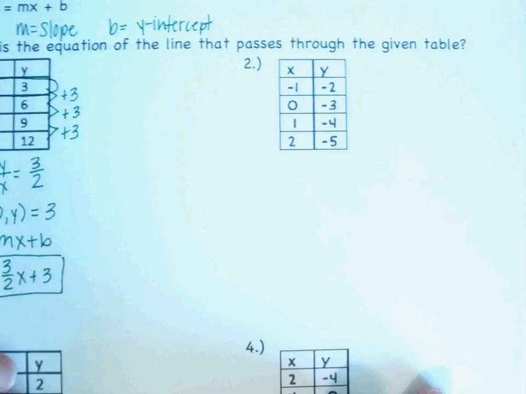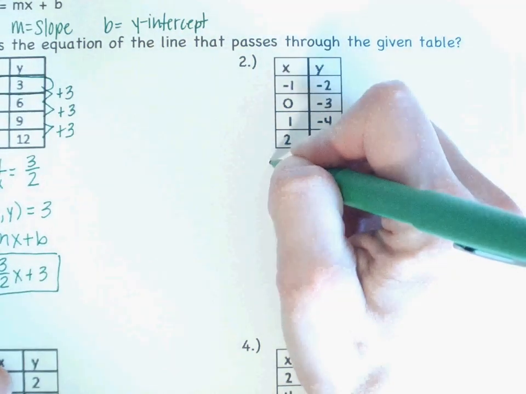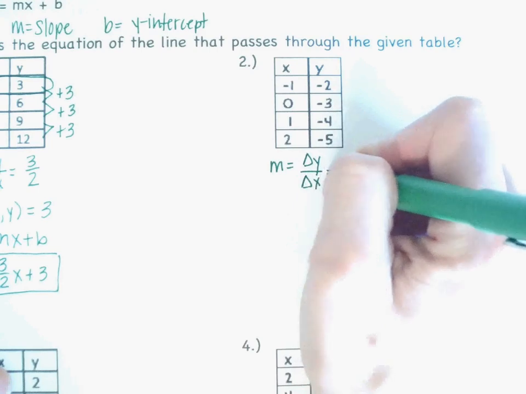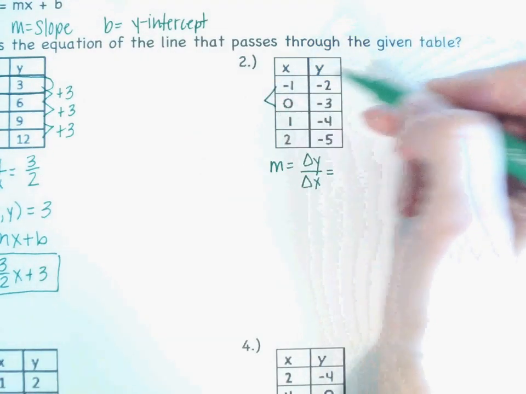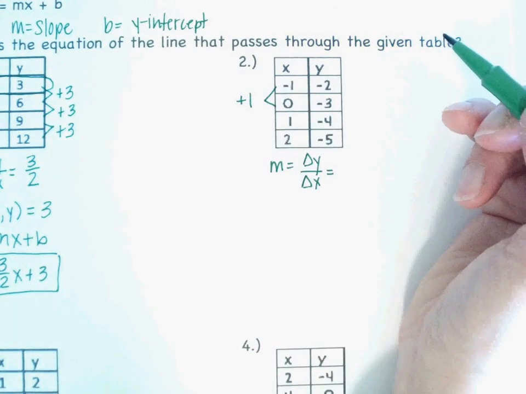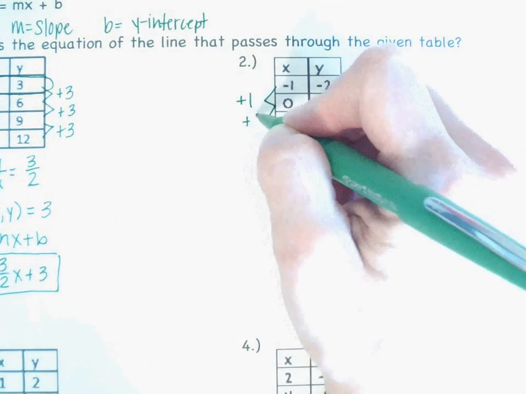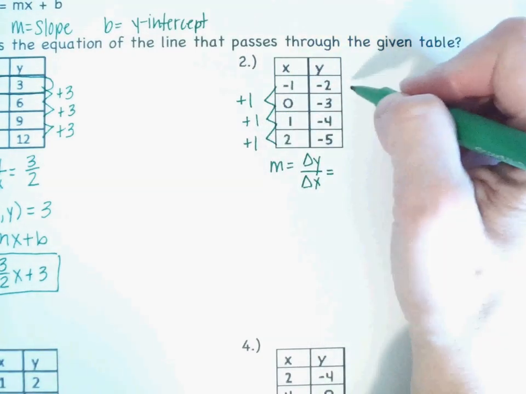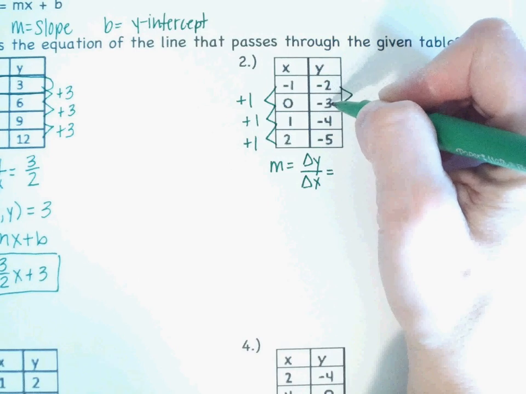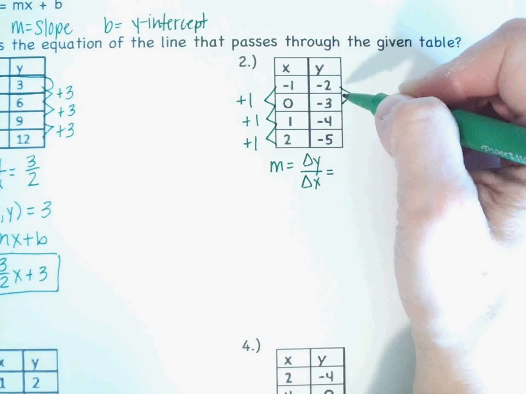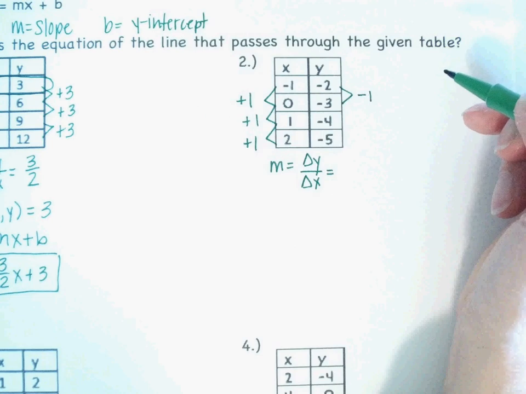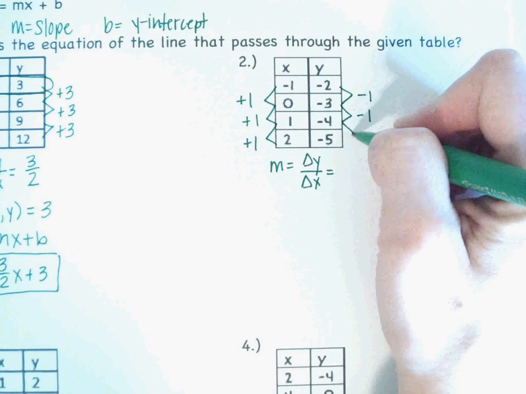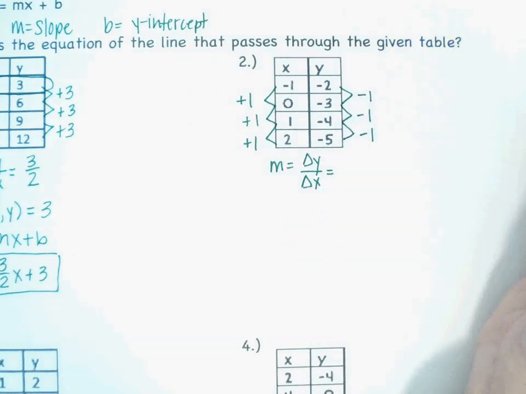Number two, same idea. What I'm going to do is start by finding my slope. Slope is the change of y over the change of x. From -1 to 0, I am increasing by 1. From 0 to 1, again, I increase by 1, and 1 to 2, I increase by 1. To go from -2 to -3, I'm going further away from 0, so I'm going down on the number line, so I go down by 1. -3 to -4, down by 1, and -4 to -5, again down by 1.